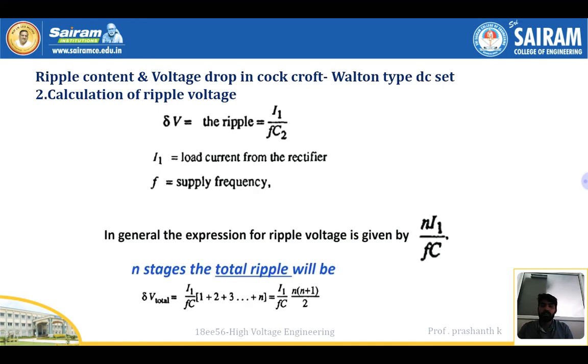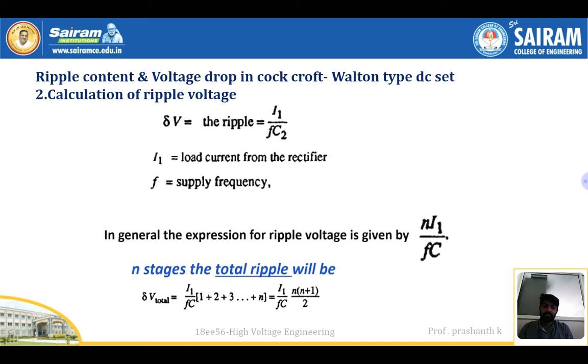Now the ripple content and voltage drop of the Cockcroft-Walton type DC set. First, the calculation of ripple voltage: delta V is equal to the ripple I1 by fC, one by fC2. The capacitor, already we know, I equals C dV by dt, we have the derivation also. So I1 is the load current from the rectifier and f is the supply frequency. In general, the expression for ripple voltage is given by n I1 by fC.